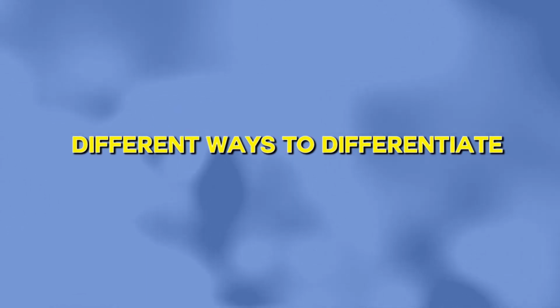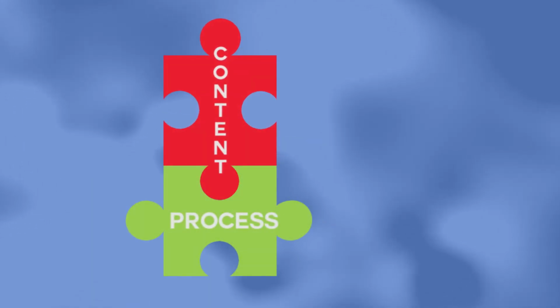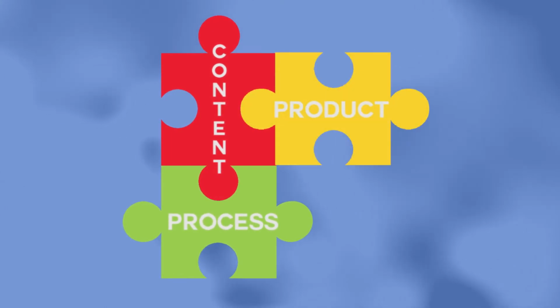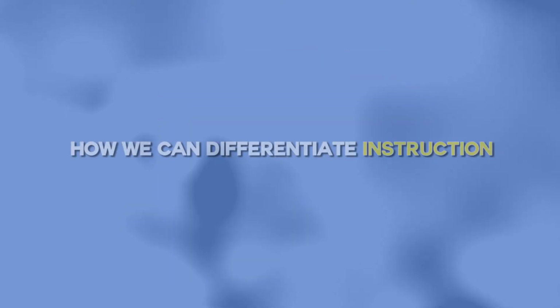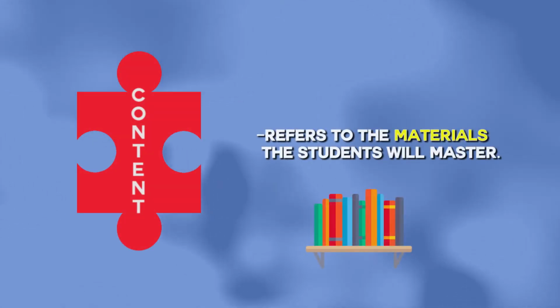There are actually three different ways by which we can differentiate. One is by content, another is by process, and the other is by product. And so, we will tackle each one of them so that we would have a clearer understanding on how we can differentiate instruction. Let's discuss how we can differentiate content. And so, content refers to the materials that the students will master. So this would be the lessons, the concepts that we want them to have a clearer understanding of, or probably pieces of knowledge that we want our students to memorize probably, or recall sometime in the future when the need for it arises.